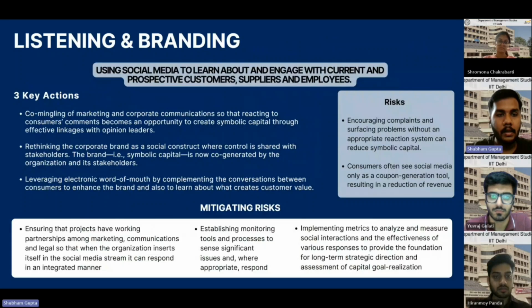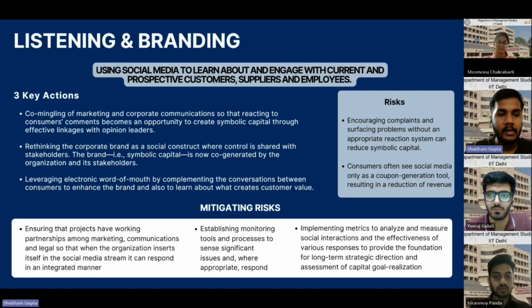The first action is commingling of marketing and corporate communication, so that reacting to consumers' comments becomes an opportunity to create symbolic capital through effective linkages. So this basically means that your marketing effort should be intermingled with your corporate communications. They should not seem out of tandem with each other, so that every time a crisis occurs, or not even a crisis, any negative feedback or any criticism can be turned into an opportunity for positive marketing of your organization or your product.